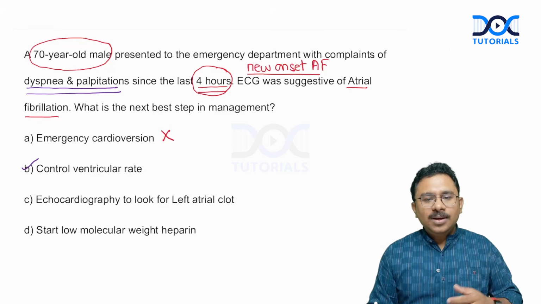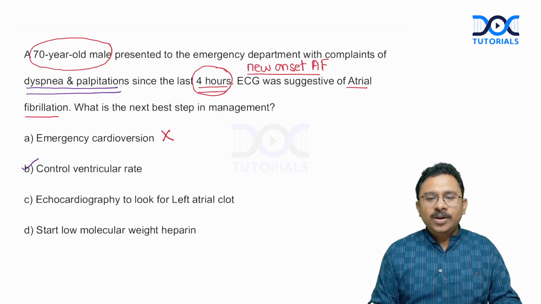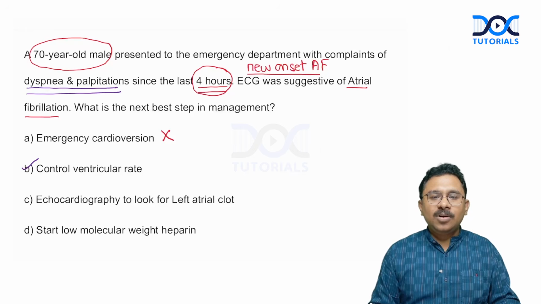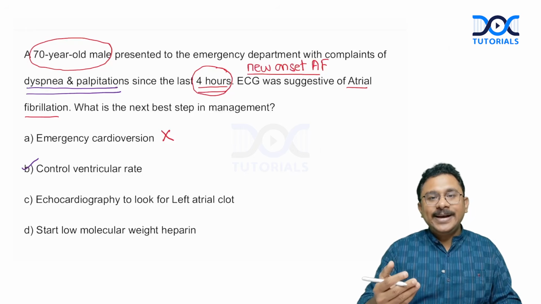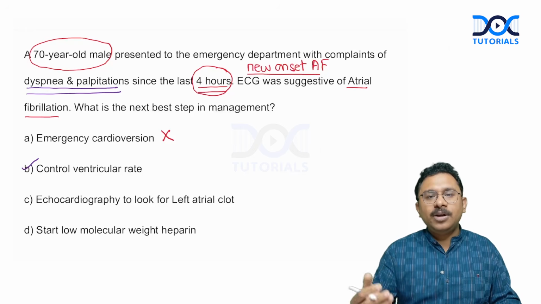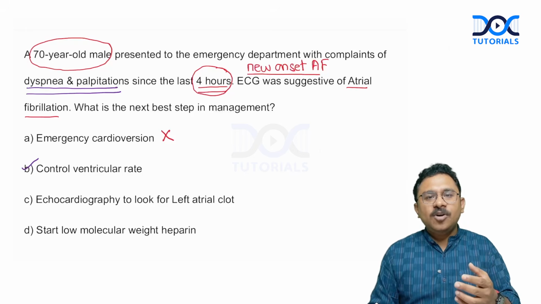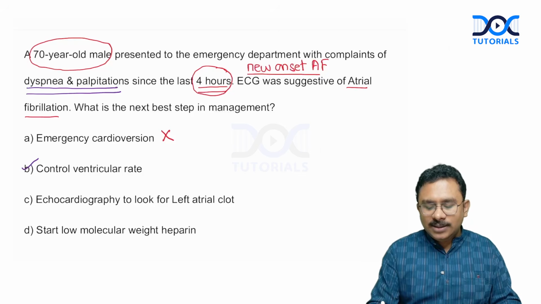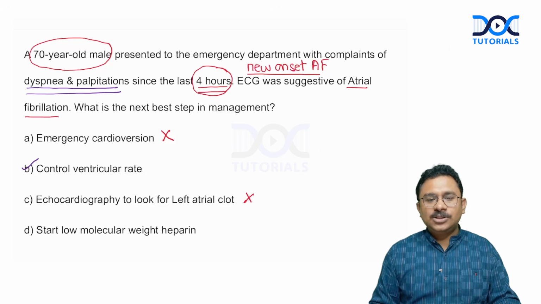And what about option C, the echocardiography to look for a left atrial clot? You will consider a left atrial clot mostly in the context of an AF that has been persistent for more than 48 hours, because thrombus formation is more likely to occur when the atrial fibrillation has persisted beyond 48 hours. So I'm eliminating that option as well.